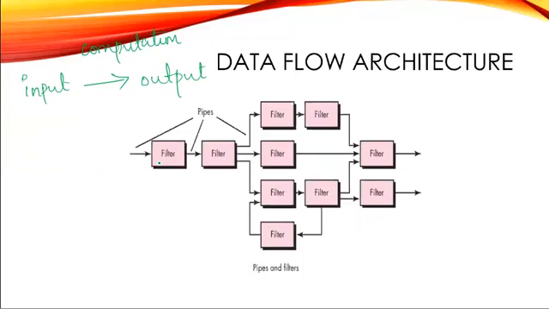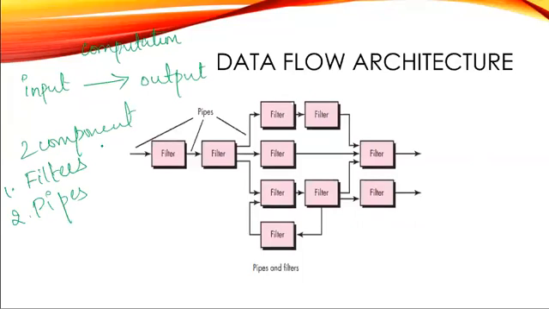Now within this data flow architecture, you've got two components. What are those two components? Filters and pipes. Now coming to the first, what are filters and what are pipes? A pipe is going to transmit data from one component to another. That is, if you can see, it is just fetching data from filter 1 and giving data to filter 2. Its job is just to transmit the data. Pipes are going to transmit data.